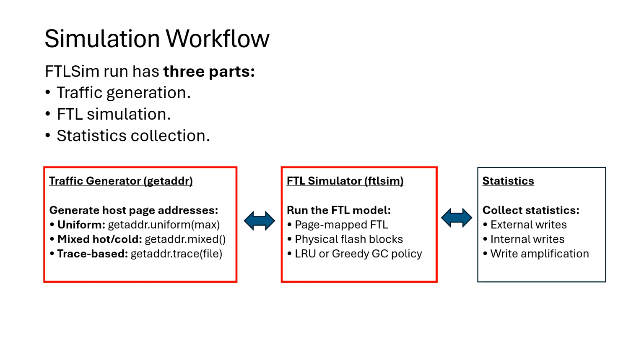After that, we have to run our FTL simulator. That will run the page-mapped FTL from the trace, then allocate physical flash blocks, and then run GC policies such as LRU or greedy.